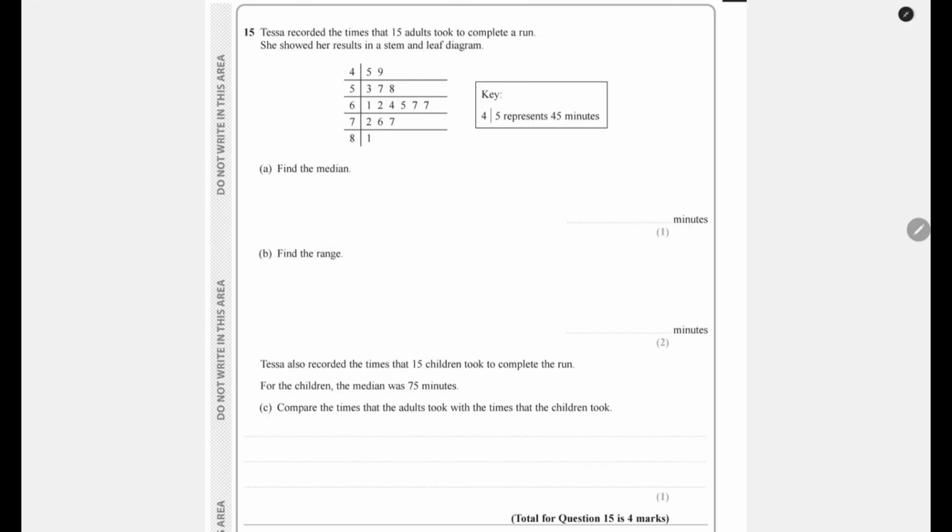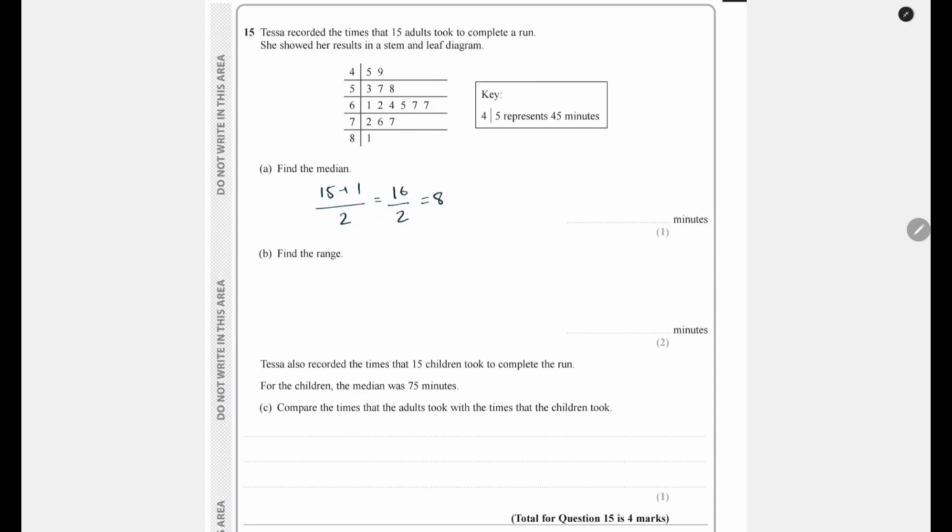Question 15 says, Tessa recorded the times that 15 adults took to complete a run. She showed her results in a stem and leaf diagram. Part A says, find the median. So the median is just the middle number. And to find the middle number, we take the total number of items, in our case 15. We add 1 and we divide it by 2. So that's 16 divided by 2, which is equal to 8.